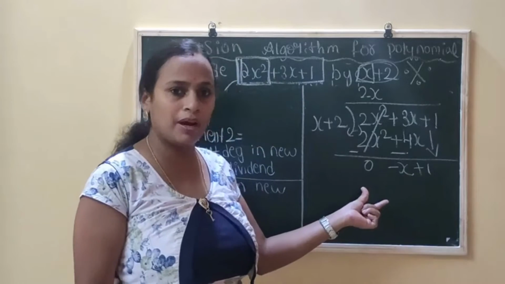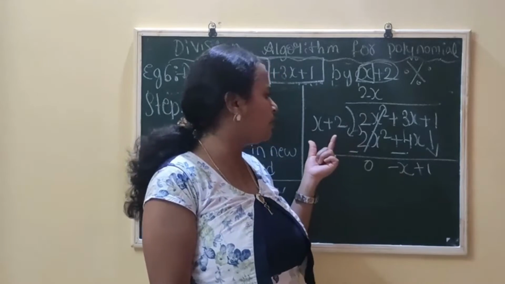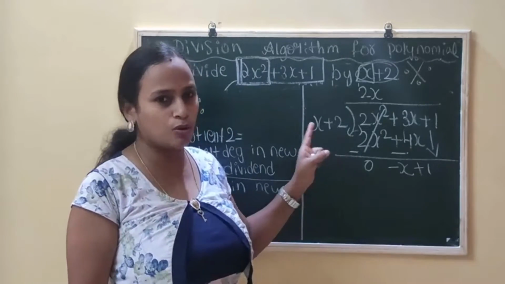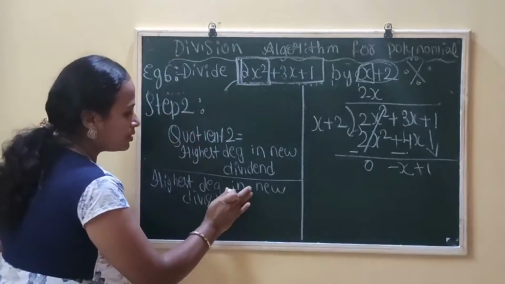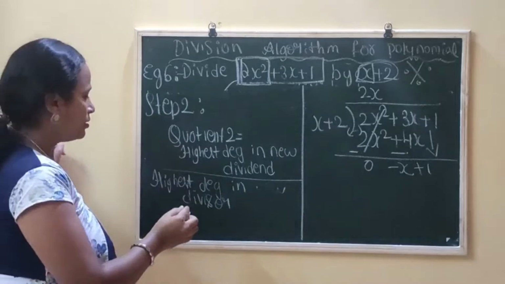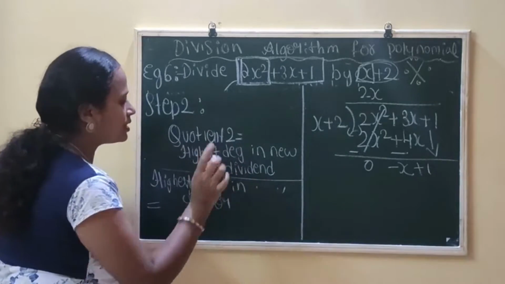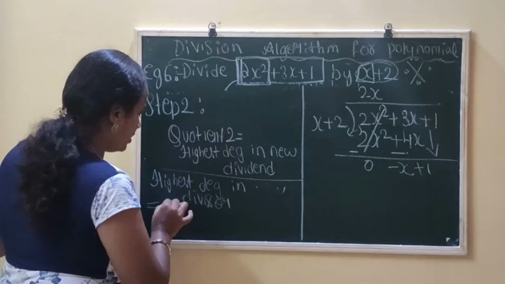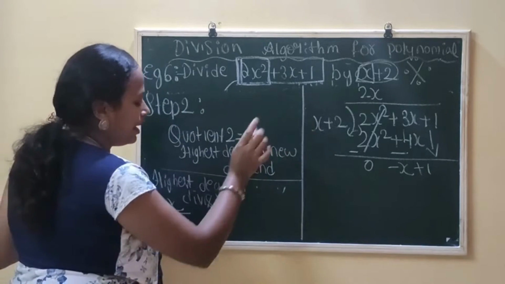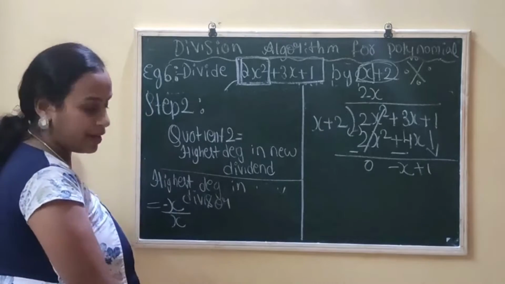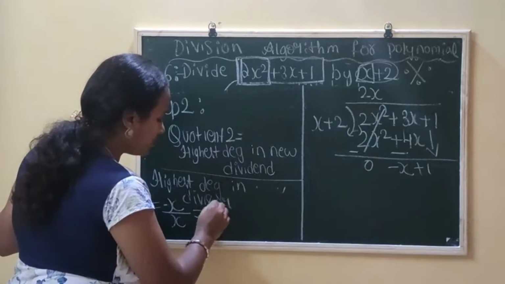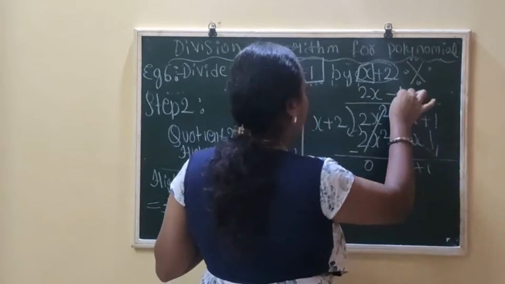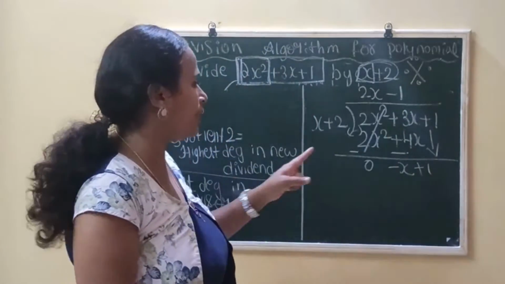The new dividend is minus x plus 1, and the divisor is x plus 2. The divisor will be the same, it will not be new. Now the highest degree term in the new dividend is minus x, and the highest degree term in the divisor is x. Minus x divided by x is minus 1. So minus 1 is the second quotient. Now we will write minus 1, and again perform the same division.